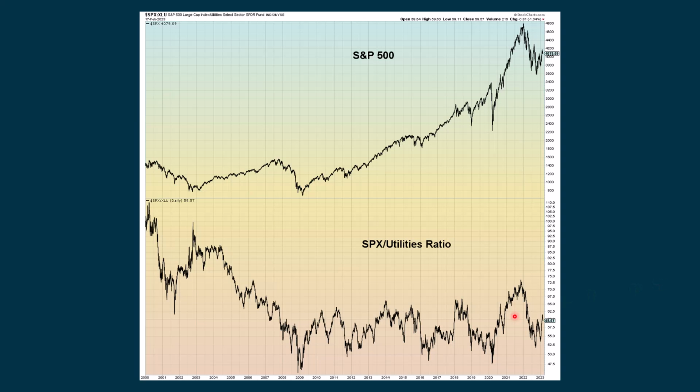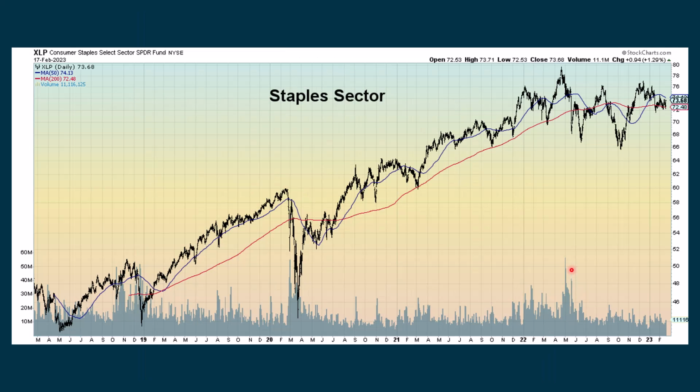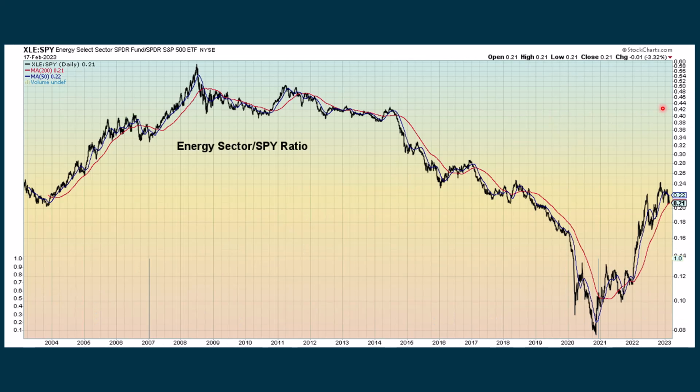Looking at some different sectors, as I mentioned earlier, when the S&P is outperforming the utilities, that tends to do well for the S&P itself. It had been trying to go back up, but recently we're seeing some weakness. The staples, these are things you have to have no matter what's going on in the economy. After giving us a recent golden cross, they have now started to come back down. Energy against the S&P, that's been the place to be in 2022. We're seeing some recent weakness this past week in energy, but it's still in an overall uptrend compared to the S&P.